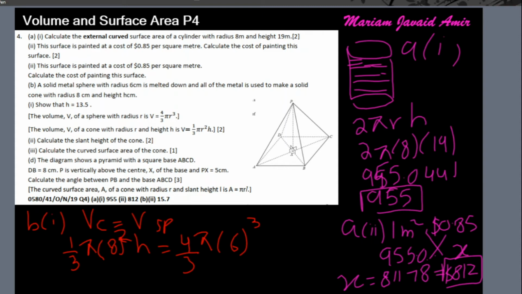Now cross multiply, cancel. The divide by 3 gets cancelled, pi and pi get cancelled. So h equals 4 times 6 cube over 8 square. This gives us 4 times 6 cube divided by 8 square, which gives us 13.5, which we were supposed to show here.